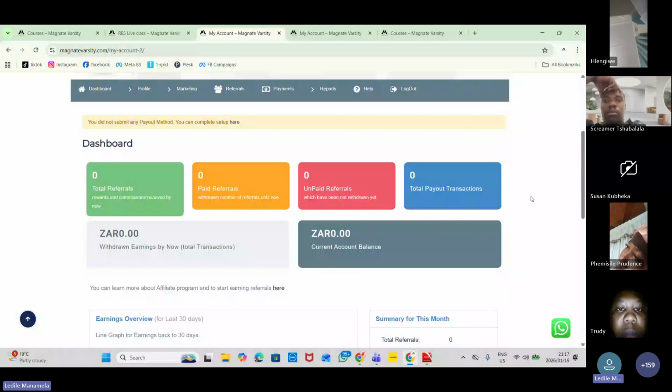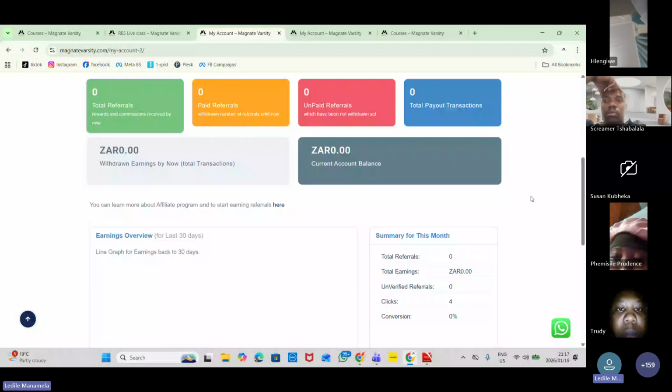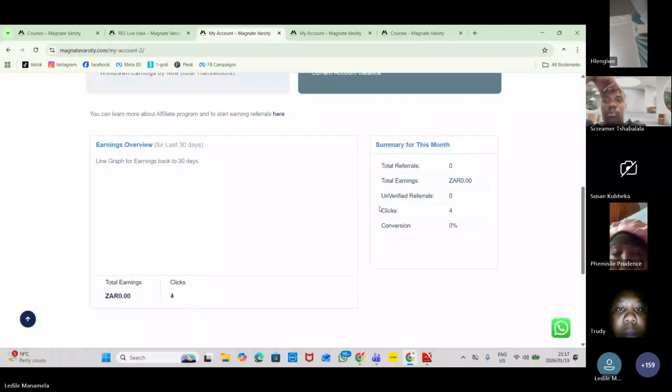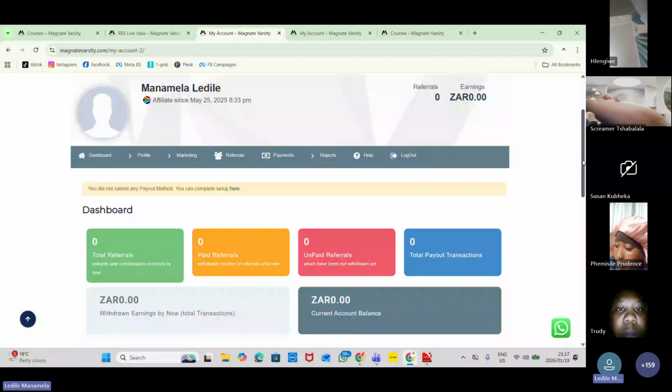For example, whenever they click, you'll be able to see here the number of clicks, whether they are verified, total earnings, how many referrals, and the conversion. If 100 people clicked on your link and you managed to convert 10, that's 10% of them. So that's the referral, guys. Just to quickly move on, because we're out of time, we're supposed to end at 9 o'clock. So when it comes to the competition, this is what we're going to do.